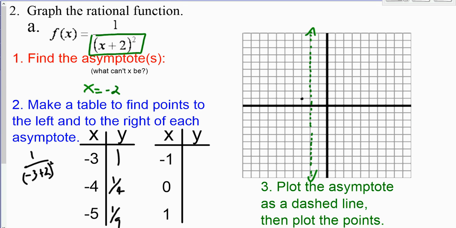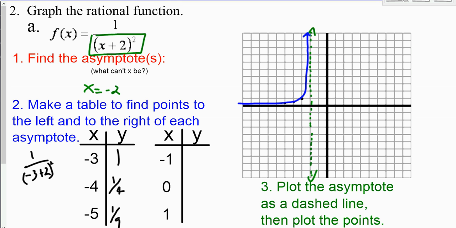So as I move further out here, it looks like I'm approaching 0, and it's increasing as I get to my asymptote here. So I'm going to have a graph that looks something like this. So it gets infinitely close to that asymptote, but it never touches it.